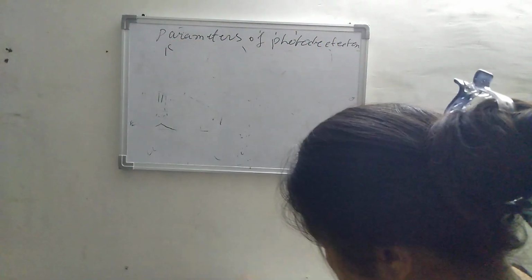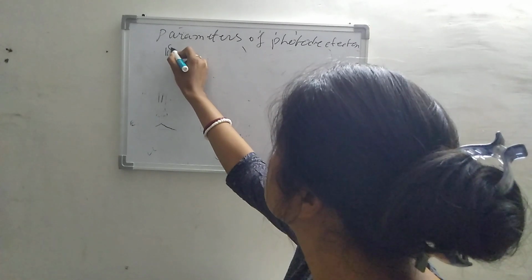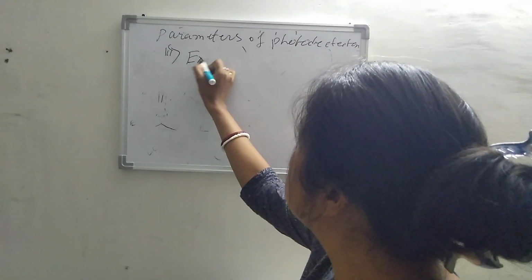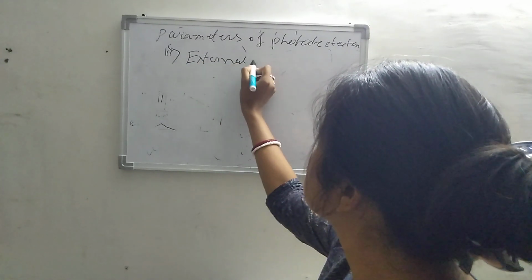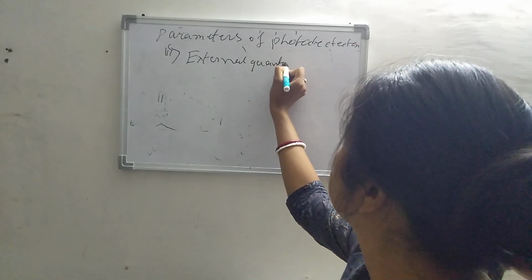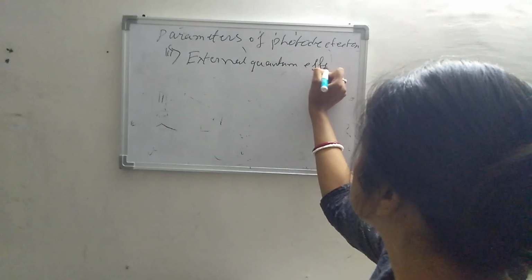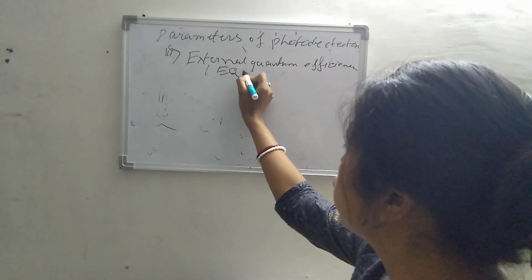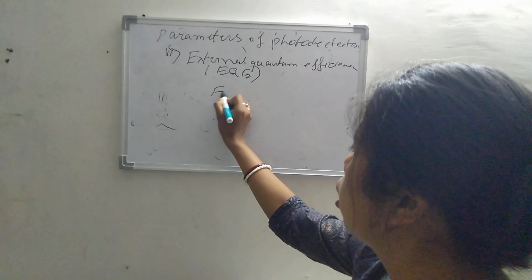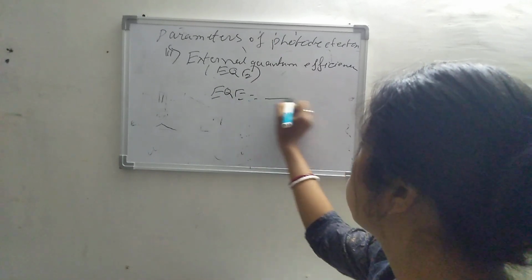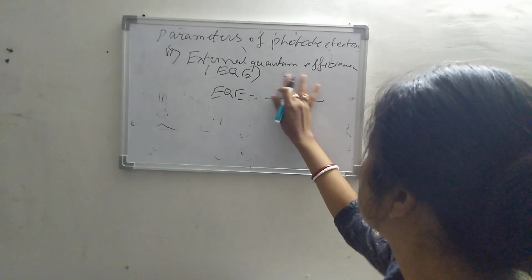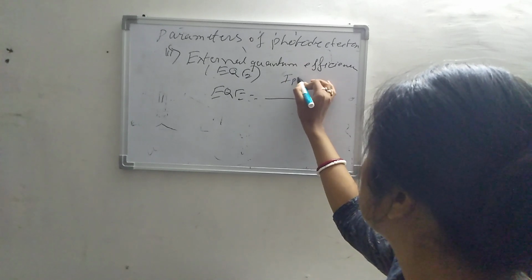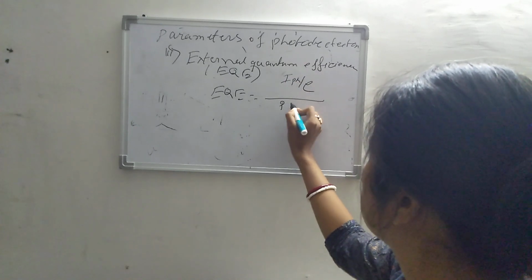Next is the external quantum efficiency, denoted as EQE. EQE is equal to I_PH by E.